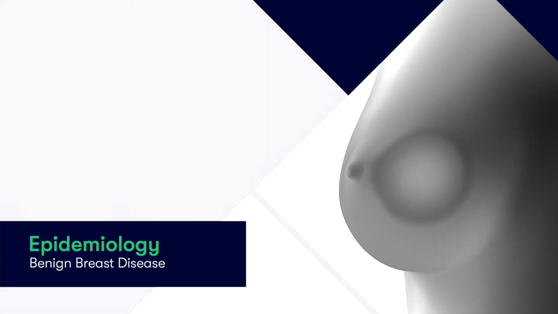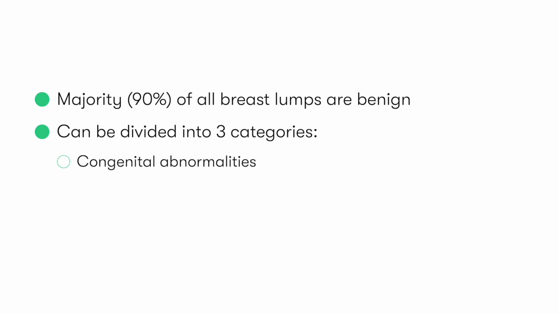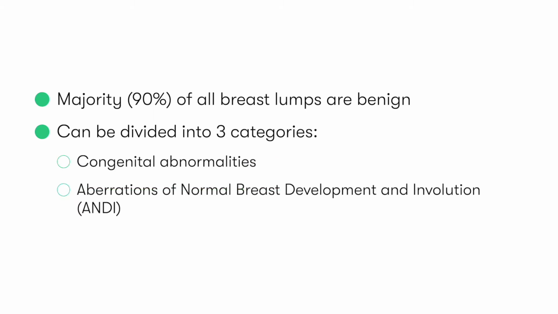As mentioned in Part 1, benign breast diseases make up the majority of breast lumps and abnormalities that patients may present with. Benign breast disease can be divided into three categories: congenital abnormalities, aberrations of normal breast development and involution, or ANDI, and lastly, non-ANDI conditions.